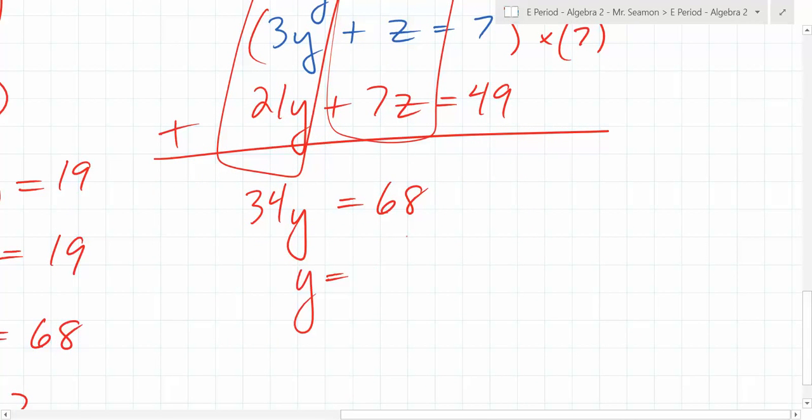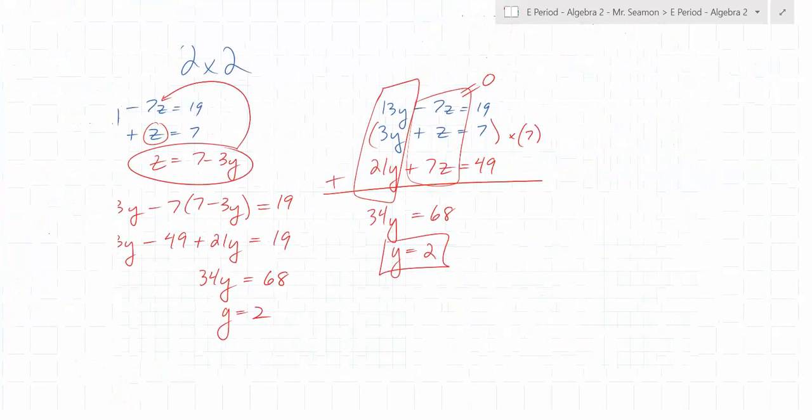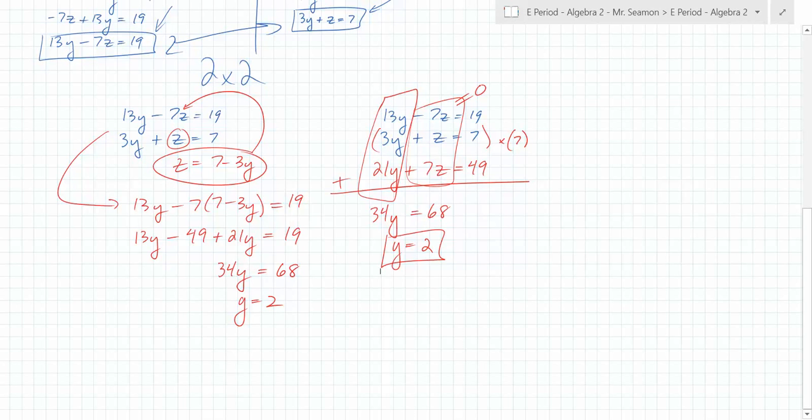When would you want to use elimination over substitution? When it's set up for you. If it's set up for you, definitely. That's a great answer. Like if you have 7 and negative 7 already, just add them together and you're done, right?